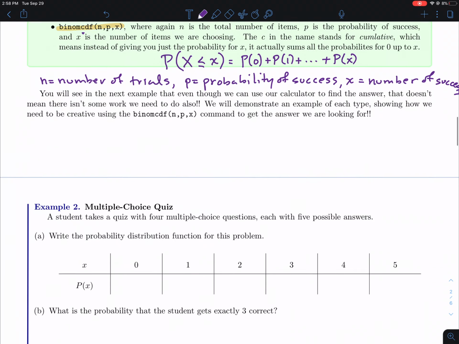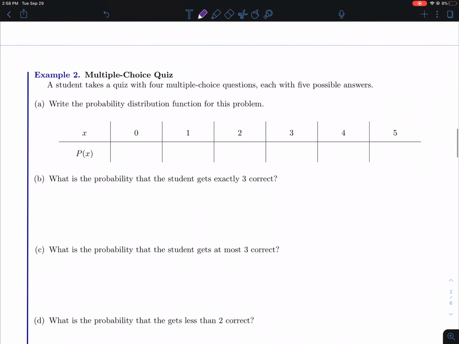All right. The first thing we've got here is a multiple choice quiz. The student takes a quiz with 4 multiple choice questions, each with 5 possible answers. The first thing we should do is check. I'm telling you it's a binomial distribution, but you shouldn't take my word for it. You should check it out on your own. So, is our number of trials fixed? Yes, there are 4 of them. So our N in this case is going to be 4.